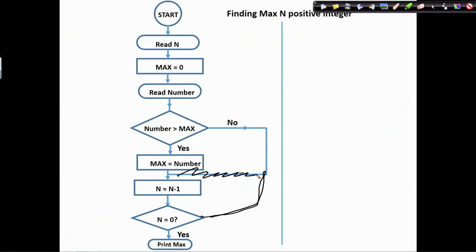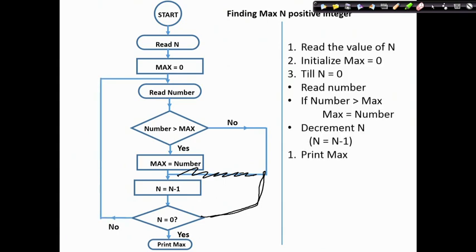So, again I can have the pseudocode for this. The pseudocode for this is shown here. Read the value of n here, initialize max to 0, till n is 0, read the number. If number is greater than max, max is equal to number, decrement n is n minus 1, and then it will be again print the max.